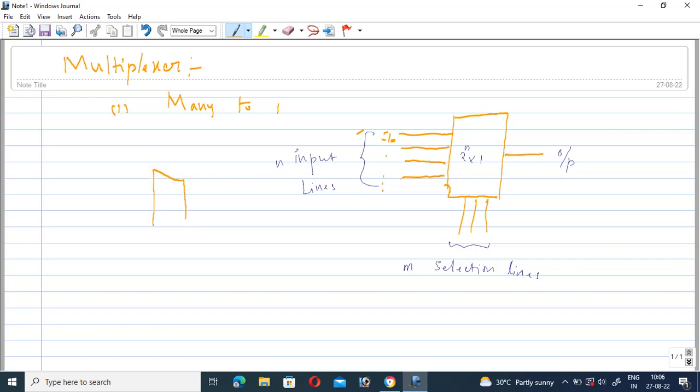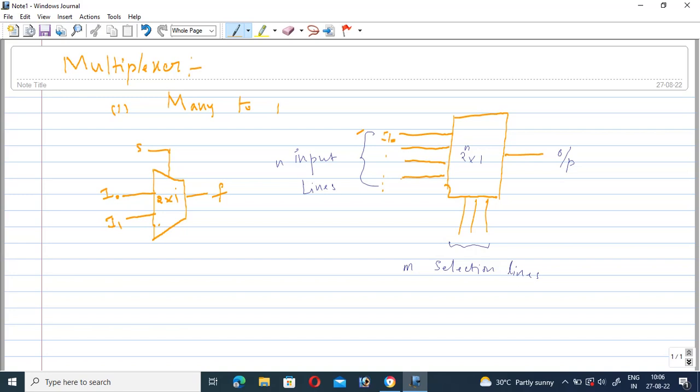This is a graphical symbol. This is the input, this is the selection line, and F is the output. I0 is an input signal, I1 is the input, and this is the selection. So this is nothing but a 2 by 1 multiplexer. 2 by 1 means there are two input lines, and it selects only one of them for the output based on the S value, where S is the selection line.